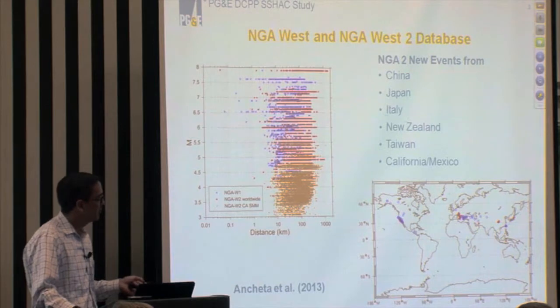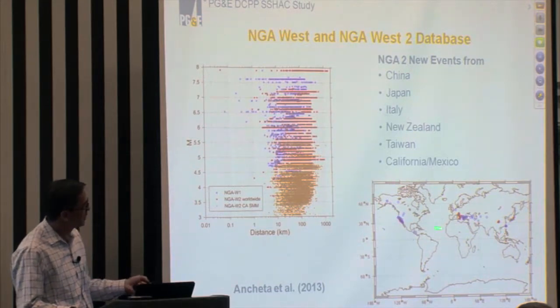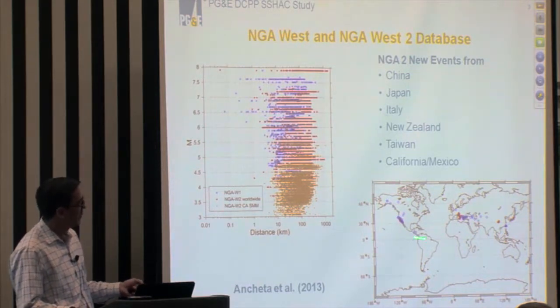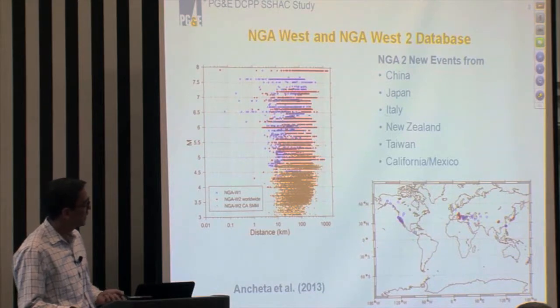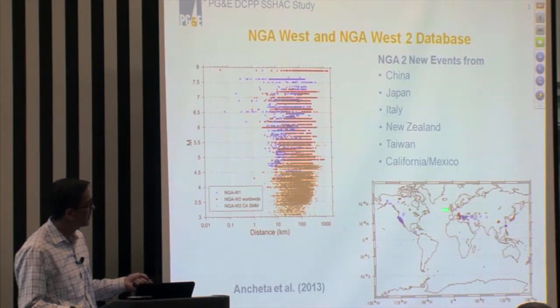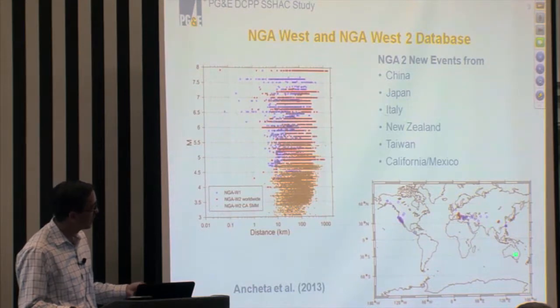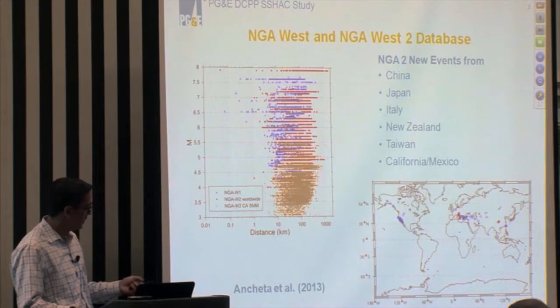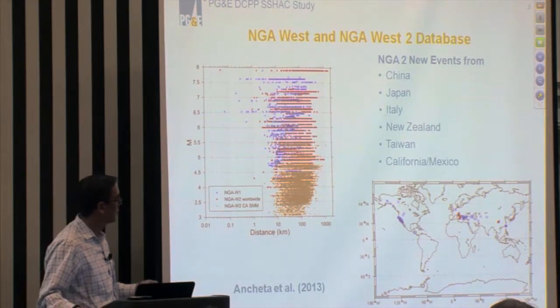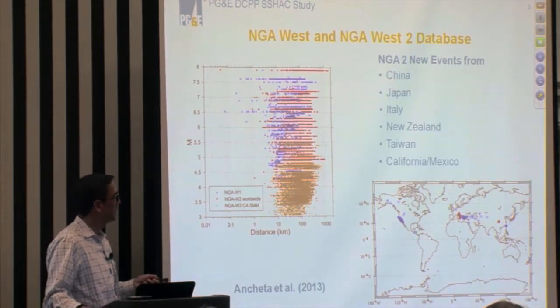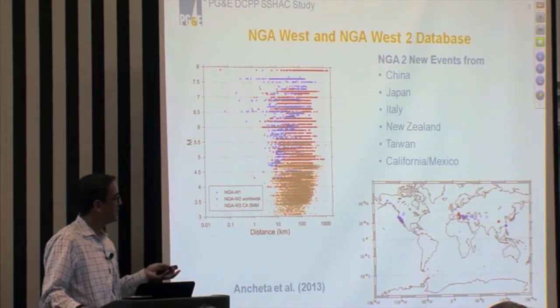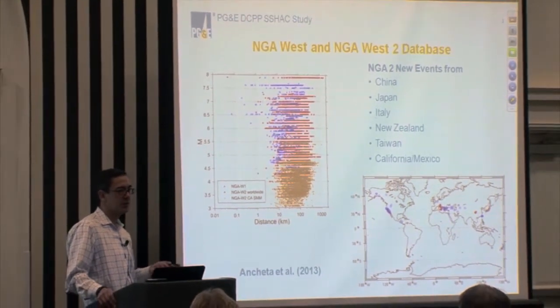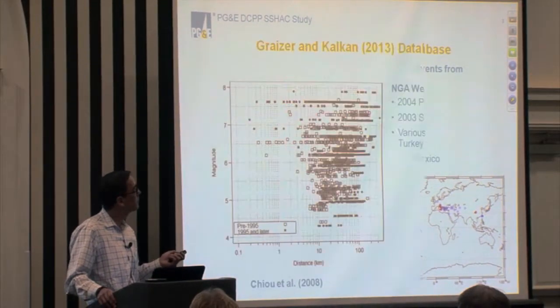If you look at the geographical distribution, you can see the blue symbols on this plot from the NGA West 1 database, and then the red ones are from the new NGA West 2. So you can see again there are the events in China, Japan, down here in New Zealand, and as well the Italian data set. So this is a huge increase in the database going from NGA West 1 to NGA West 2, and it represents the largest database for all of the GMPs that we're considering and looking at.